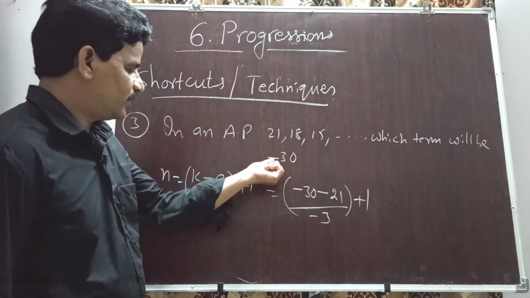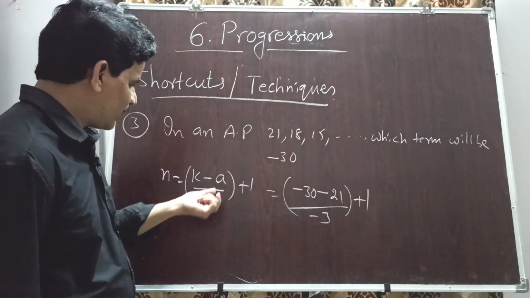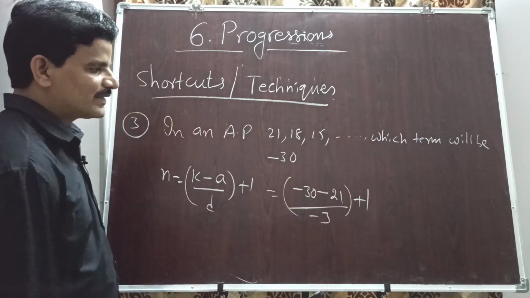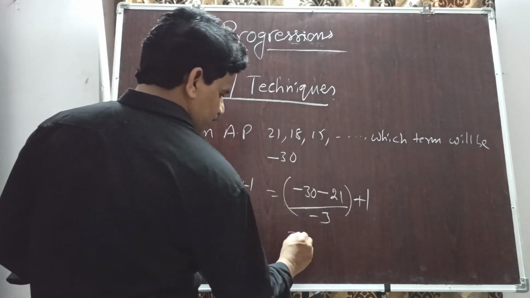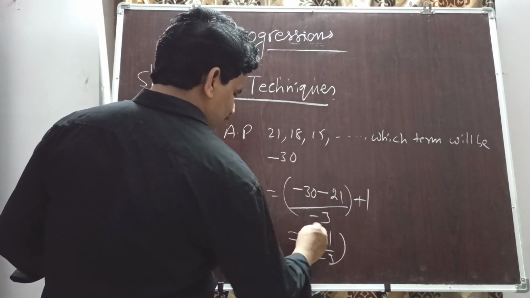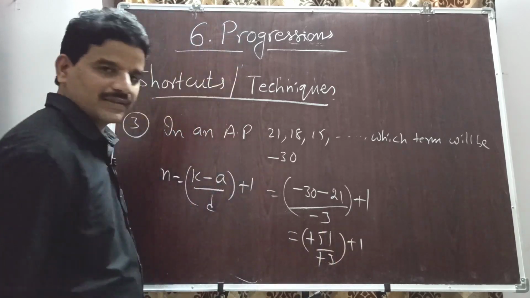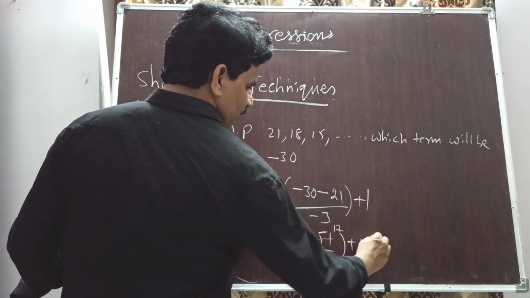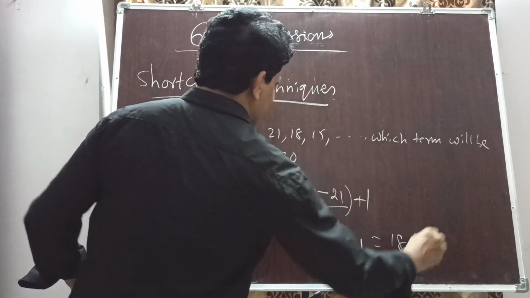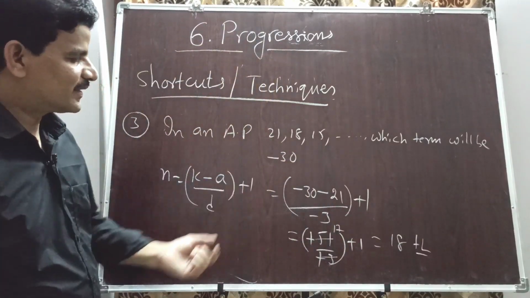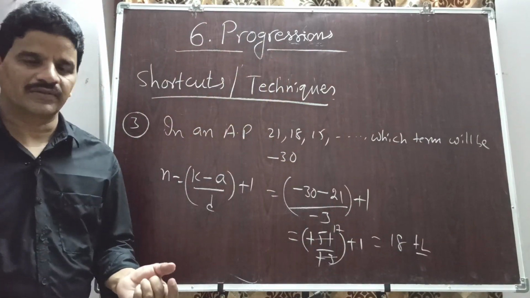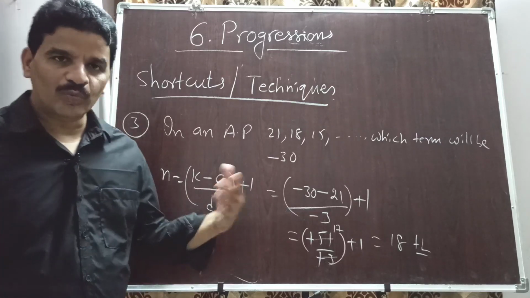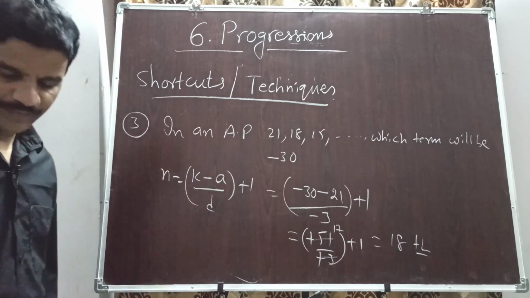Which term do we have to find? The given number minus the first term, by the common difference. So here this is minus 30 minus 21, minus 51. Minus 51 by minus 3, plus 1. Minus minus gets cancelled. 3 goes 17 times. 17 plus 1, 18. So the 18th term will be minus 30. This is a shortcut, very useful in AP and TS POLYCET. Otherwise we have one more method to solve this.